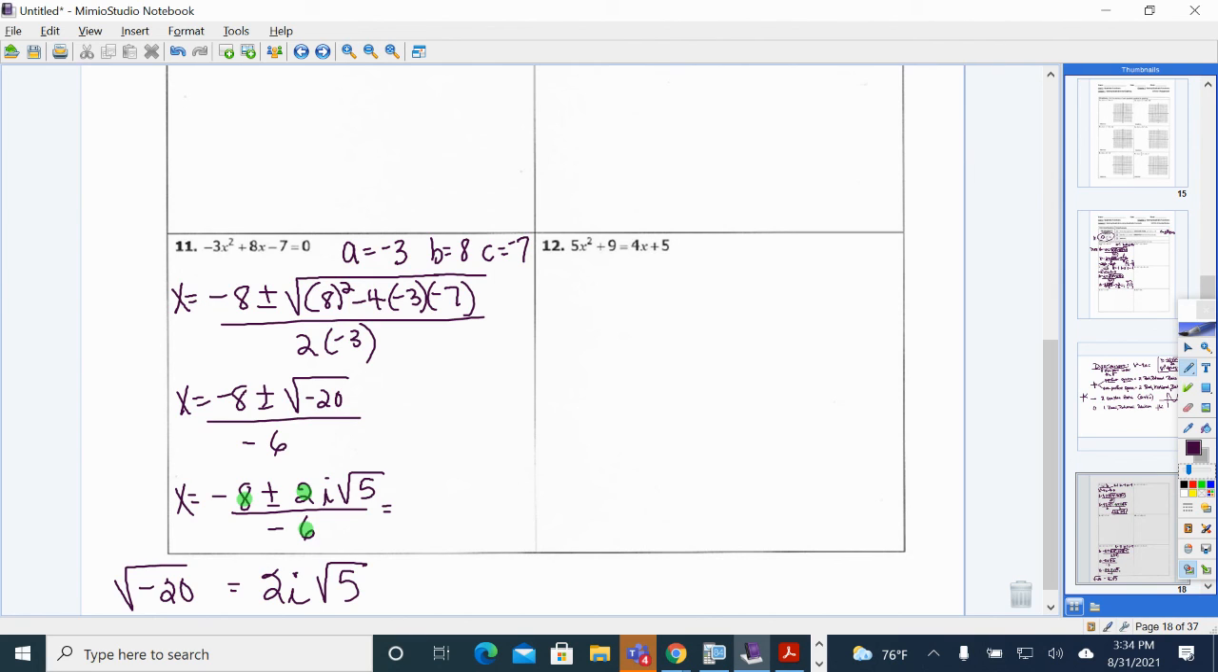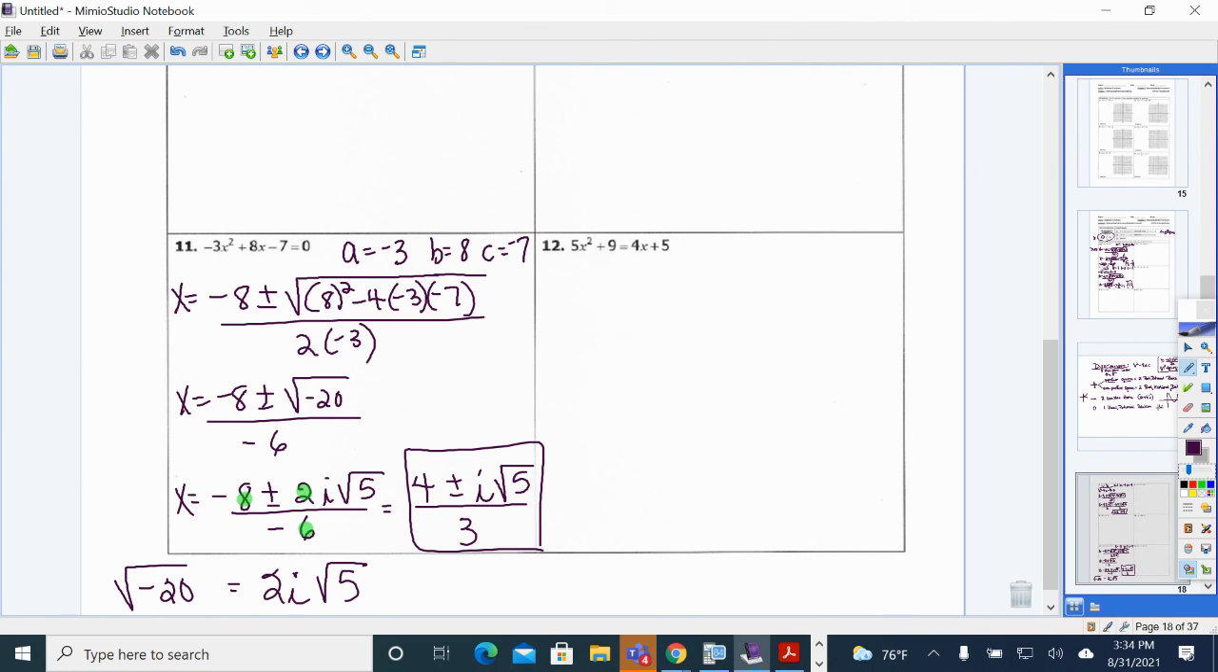So what is negative 8 divided by negative 2? That's a 4. Now, the 2 that I have highlighted in green, that 2 is a plus 2 and a minus 2. So when I divide that by a negative 2, it's not going to change the sign. It's still going to be a positive and a negative. And 2 divided by 2 is 1. We don't need the 1. I radical 5. All over negative 6 divided by negative 2 is a positive 3. And there's my answer for number 11.